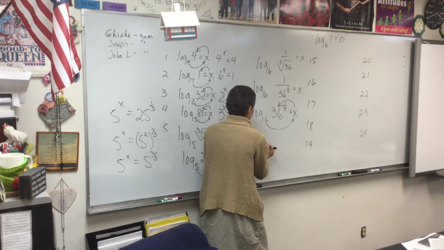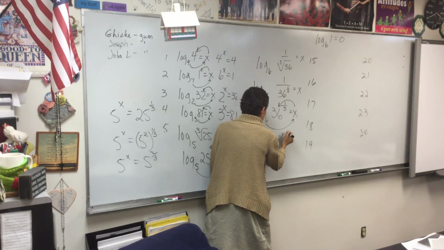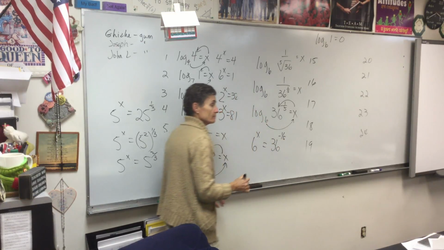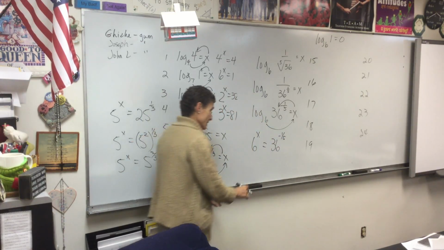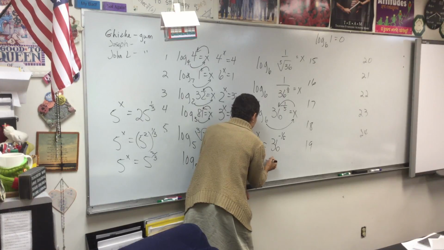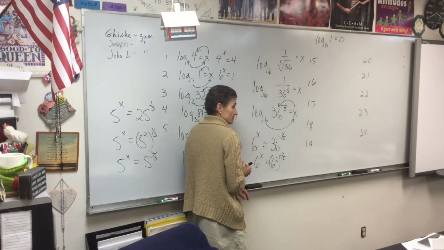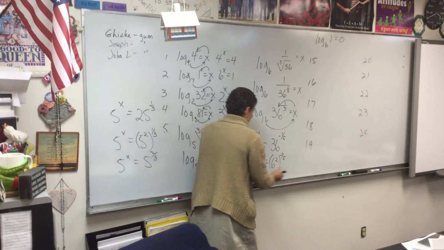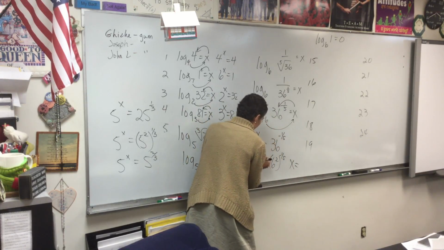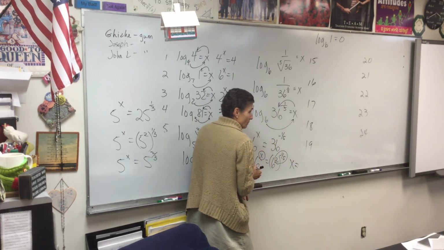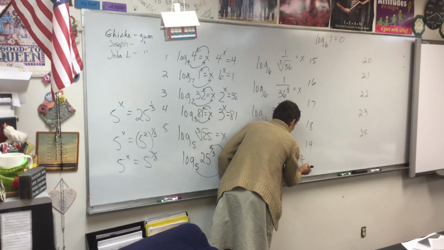6 to the x equals 36 to the negative 1/5. So you're going to need to rewrite 36 as 6 squared, to the negative 1/5. So what is x going to equal then? X is going to equal negative 2/5. Perfect.